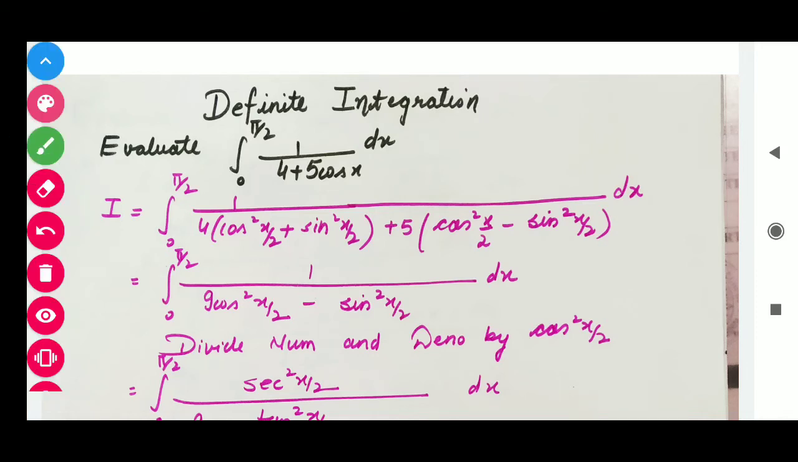Good morning, dear students. Students, we are doing chapter definite integration, and in today's session I am going to discuss some important questions. Here we have the first one.